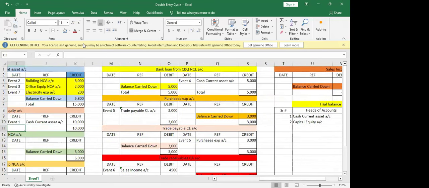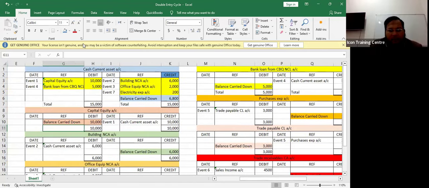Yeah, sure. Perfect. After that, we have the third account, which is called the building account. Now we have a debit entry on the debit side, which is $6,000, and the total comes out to be 6,000. And obviously, we need to put 6,000 on the credit side so that we can have a balanced account. So this balance will be debit or credit. What do you think?